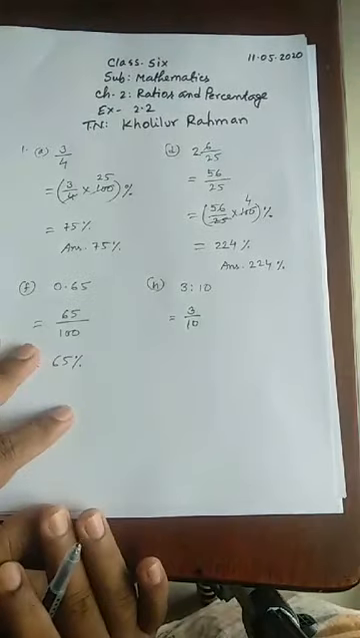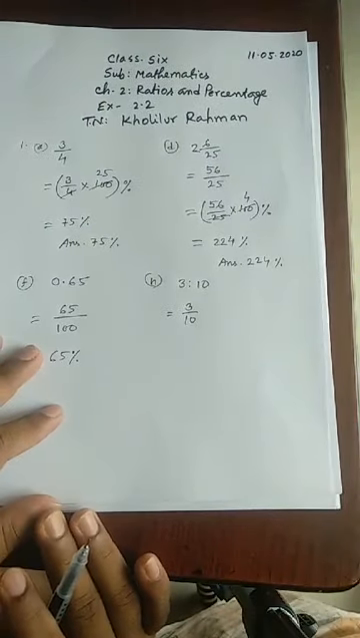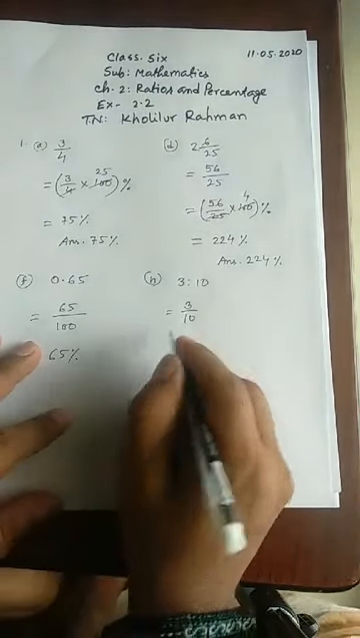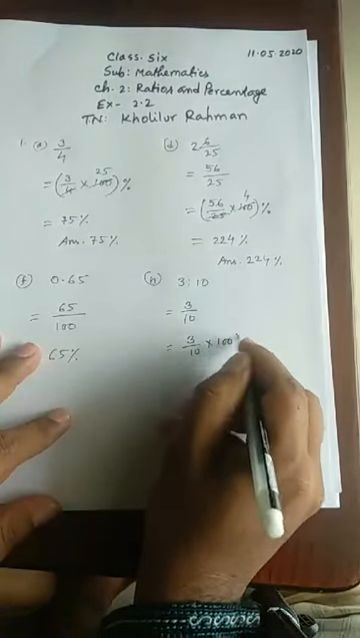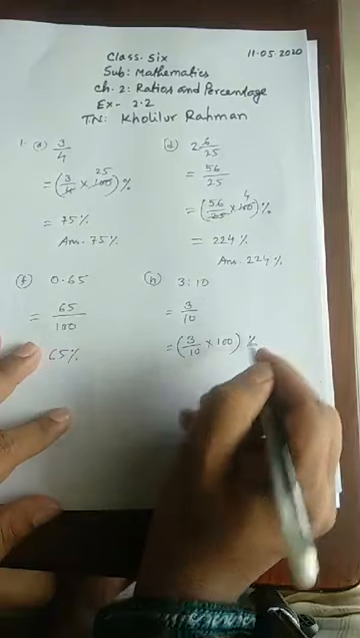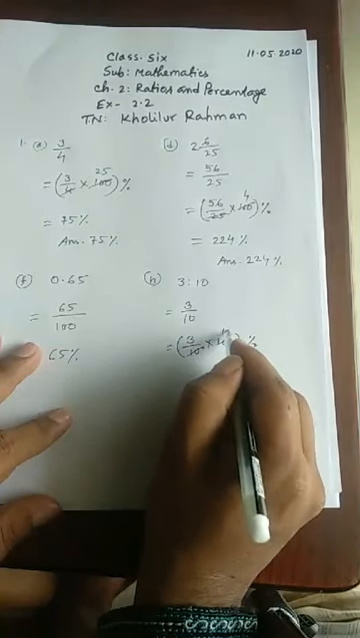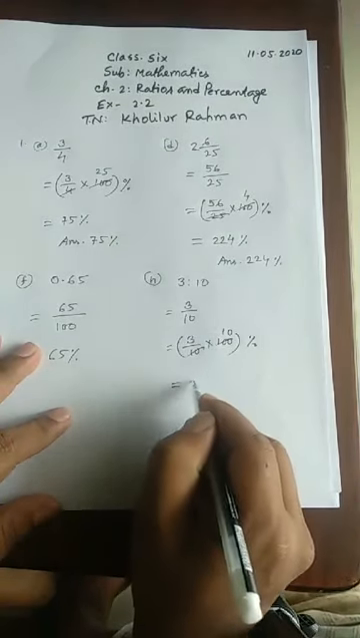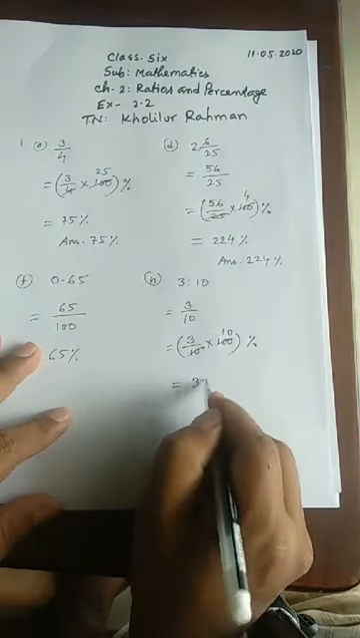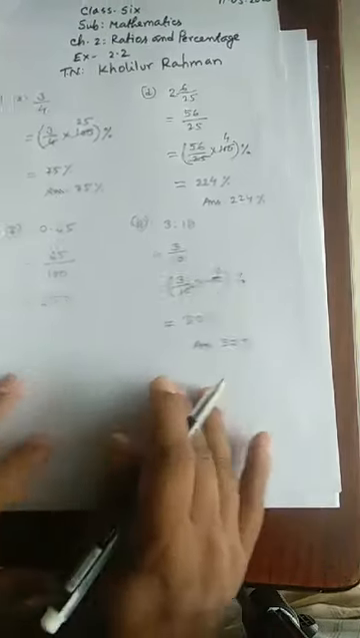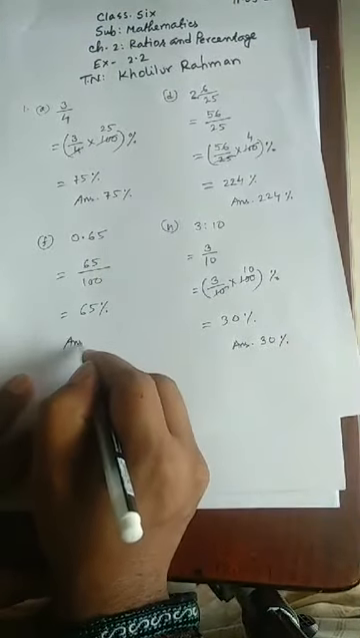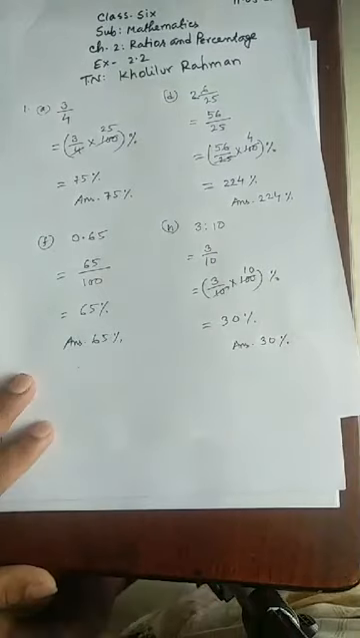So it will be 3/10. Now you have to multiply it by 100 to convert it into percentage. So 3/10 into 100 percentage. Now cut, 10 tens are 100, so it will be 3 tens are 30%. Answer 30%. Answer here 65%. Am I right?